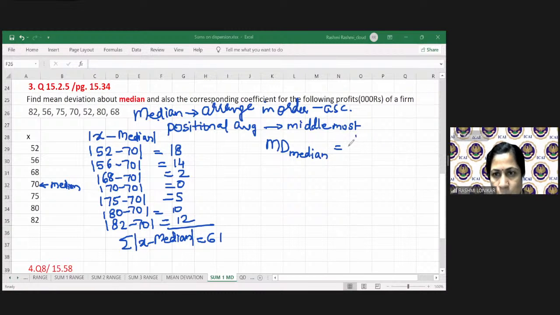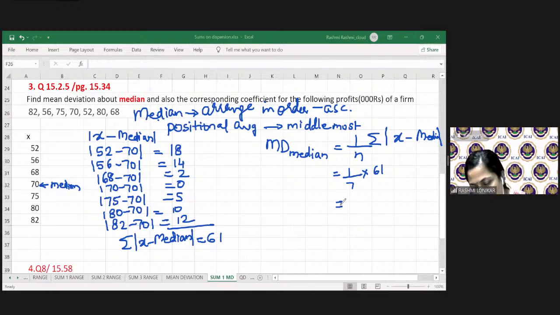What is the formula? 1 upon n summation of |x minus the median|. So 1 upon, how many numbers are there? 7. Okay, 1 2 3 4 5 6 7, into 61. So what will be the answer? You already have found 61. Simply divide it by 7. You will get 8.7. Okay. So this is an example of how to find the mean deviation about the median.